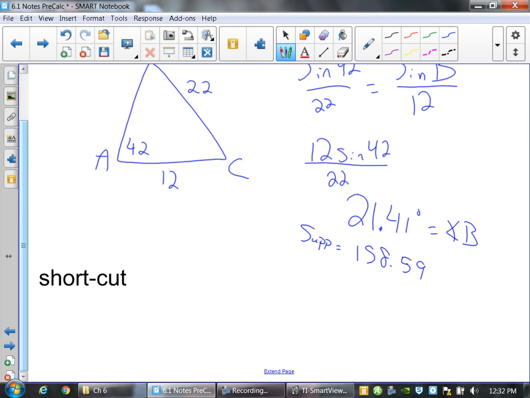If I take my original angle A of 42, can I make a triangle? No. So there's no 2 triangles. That's it. You can get 2 triangles in the law of sines. So if it did equal 180, or if it was less than 180, that meant there could be two triangles. And I'll show you an example.